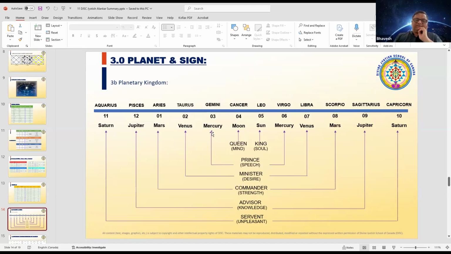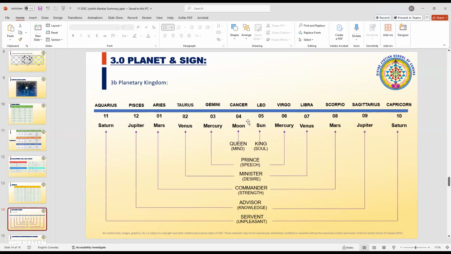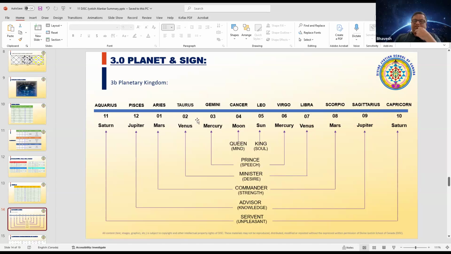If you can see, mostly each planet holds two houses, because you have 12 signs and 9 planets. Only Sun and Moon own one sign each. The rest of the planets all own two rasis. So Venus owns Taurus as well as Libra, and Mars owns Aries and Scorpio. Jupiter owns Pisces and Sagittarius, and then Saturn owns Aquarius and Capricorn.